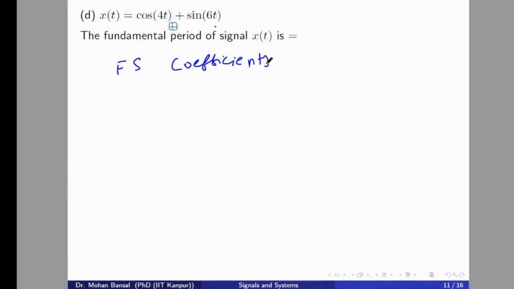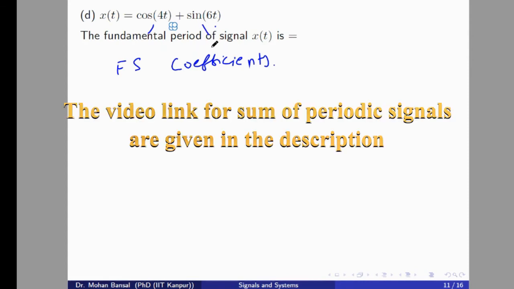So we can expand this in the exponential term. First, we'll find out the fundamental period of the signal. As we know, the sum of two periodic signals is not always periodic. So cos 4t is periodic, sin 6t is also periodic. We'll check whether the sum of the signals will be periodic or not. For that you can see another video that we have. You can watch how we can compute the fundamental period of the signal.